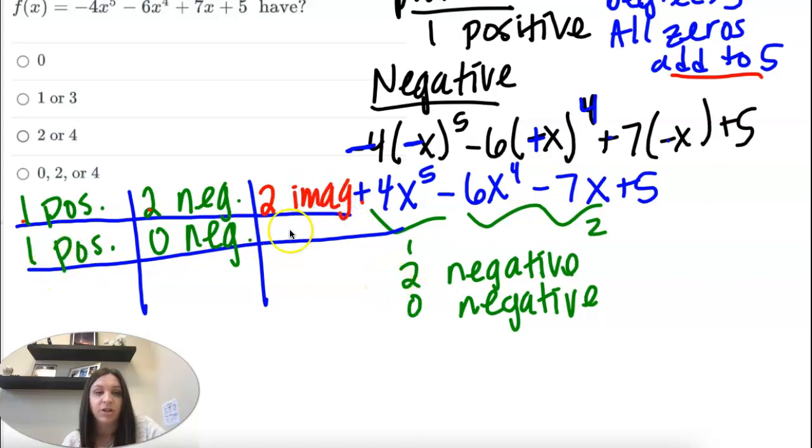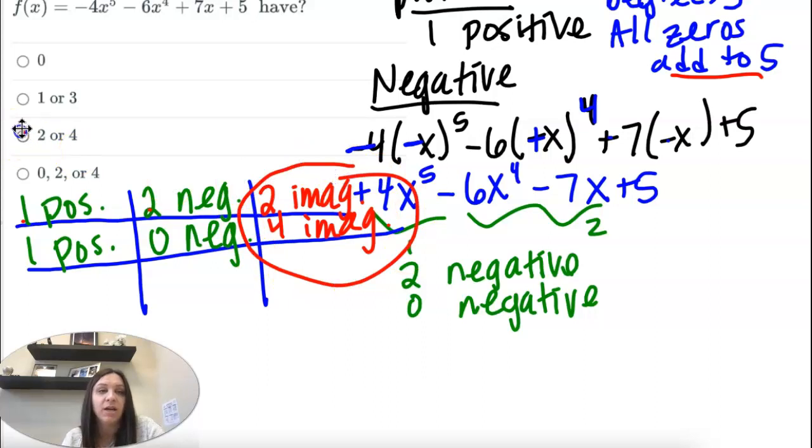Let's look at the second situation. I have 1 positive and 0 negative. So that means there has to be 4 imaginary. And those are my situations. So 2 or 4 again on that one.